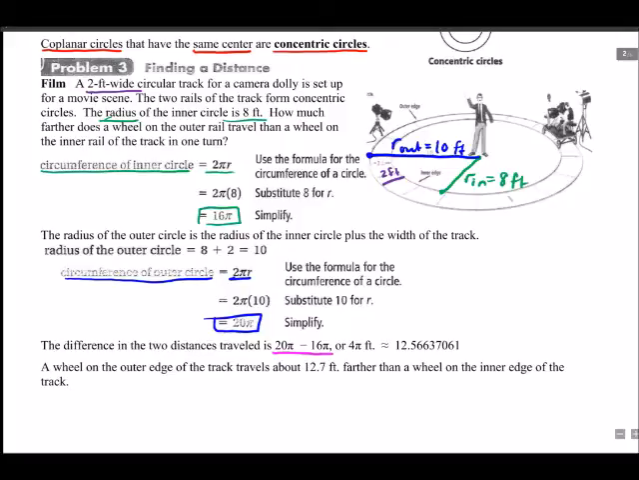So it travels 4 pi feet further, which is 12.6-ish feet. So that's really far. In one rotation around the actor, it travels 4 pi more feet, 12.5 feet more. So that's a lot.